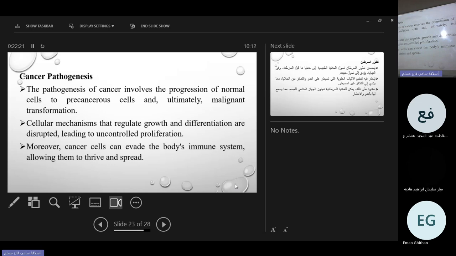Cellular mechanisms that regulate growth and differentiation are disrupted, leading to uncontrolled proliferation. I will give you the English equivalent in a bit. Moreover, cancer cells can evade the body's immune system, allowing them to thrive and spread. Let's take it one at a time. Think about it.